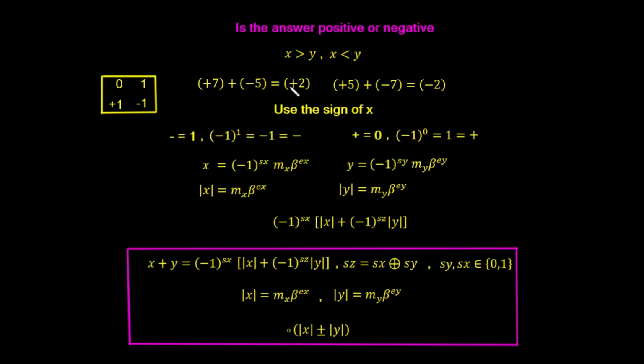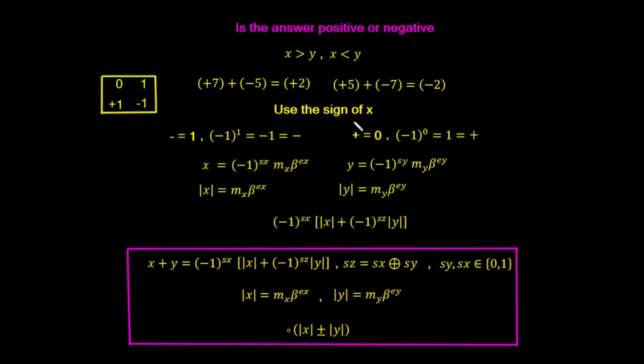plus 2. Now if we were to swap these round about, then we would have plus 5 plus minus 7, and that would give us a value of minus 2. So the order in which these appear would matter. Now what we're going to have to do is we're going to use the sign of x.